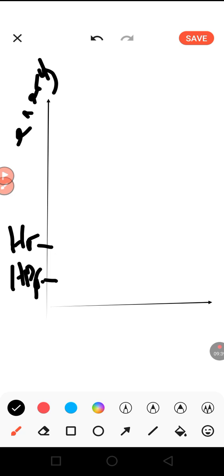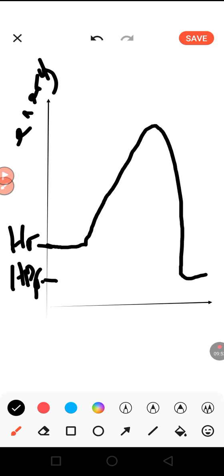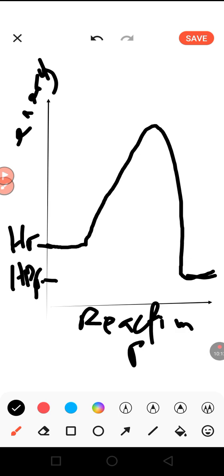And as you know, every reaction starts from the reactant. So this is the line of reactant, and the reaction starts from the reactant. Then from there, it goes up and comes down to the line of products. That is an example of an exothermic reaction. And on this horizontal axis, we have the reaction pathway.